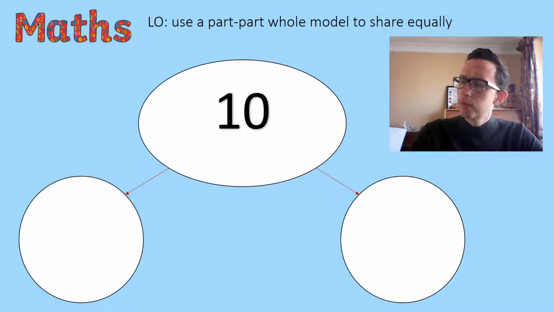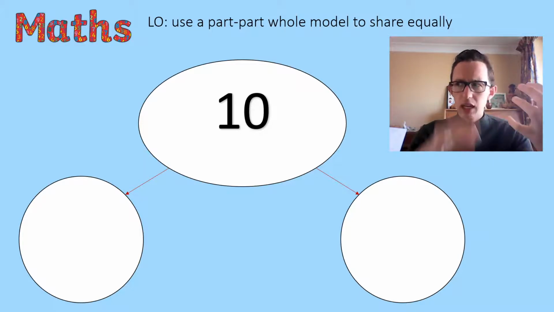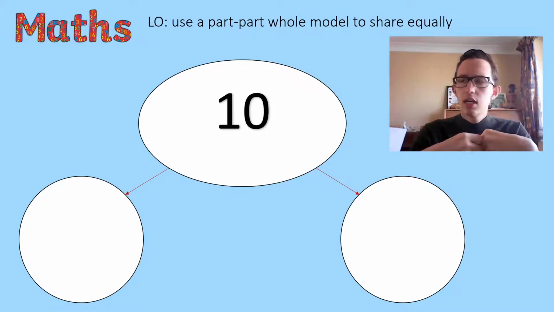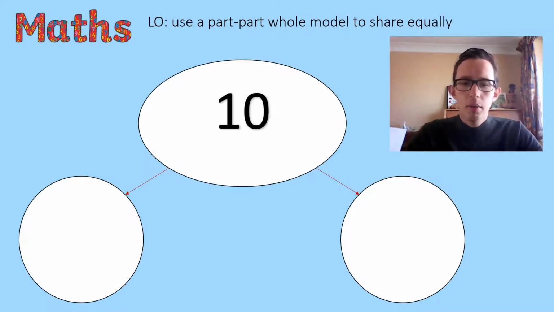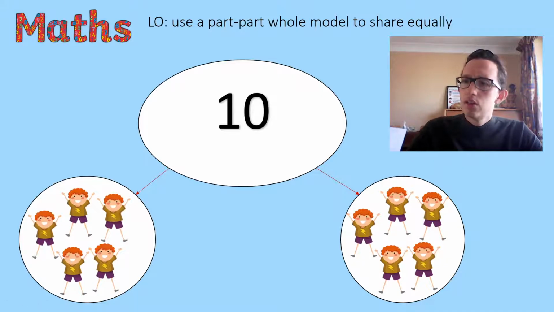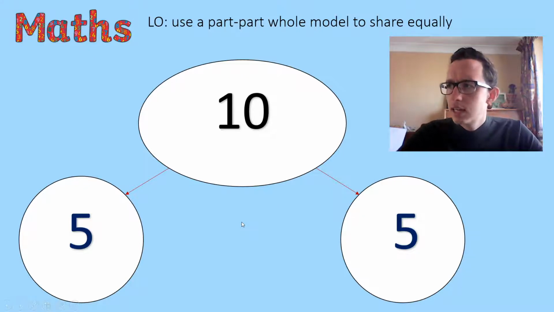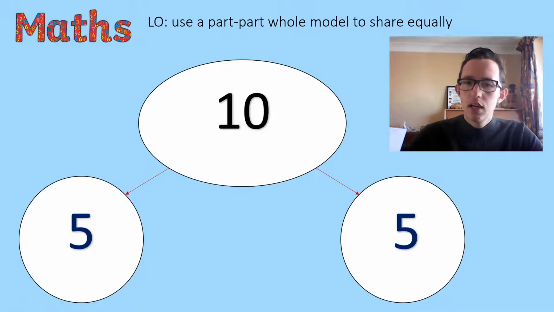Okay, so here's another one. I've got 10 as my whole number, and then I want to split them into equal parts. So I've got 1, 2, 3, 4, 5 and 1, 2, 3, 4, 5 as my part numbers. Now let's just count to check. 1, 2, 3, 4, 5 children in this side, and 1, 2, 3, 4, 5 children in this side. And there it is again as the numbers.